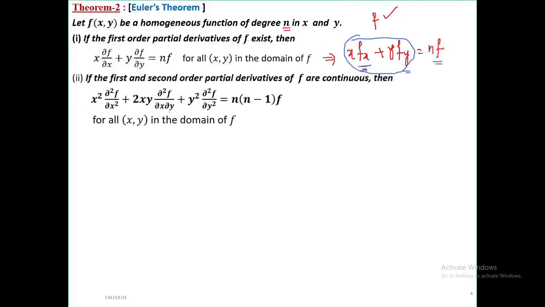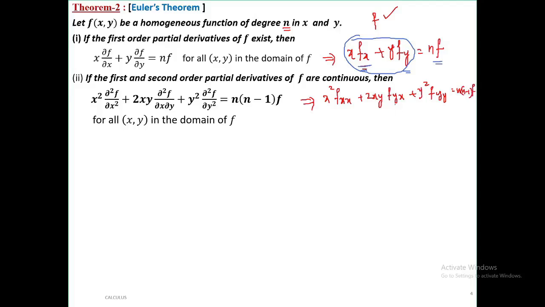Similarly, the second result: if the first and second order partial derivatives of f are continuous, then x square into dou square f by dou x square plus 2xy dou square f by dou x dou y plus y square into dou square f by dou y square is equal to n into n minus 1 into f. Again same story. Without computing all these things, directly the value of this entire thing is n into n minus 1 into f. It can be written as x square fxx, the double derivative, plus 2xy, first with respect to y, so fyx, plus y square into fyy is equal to n into n minus 1 into f.